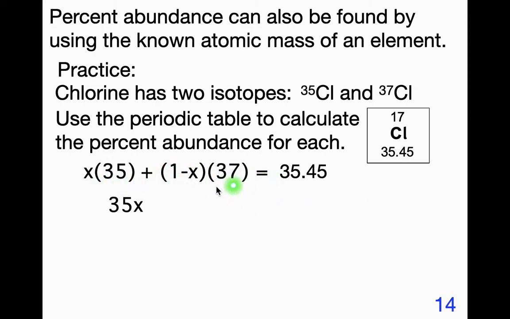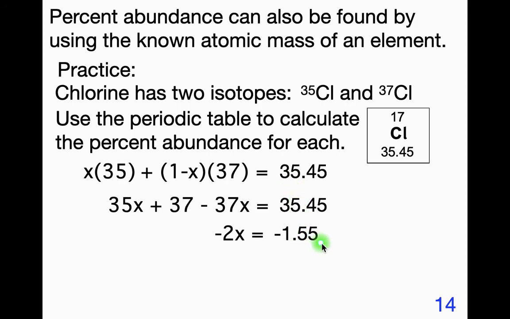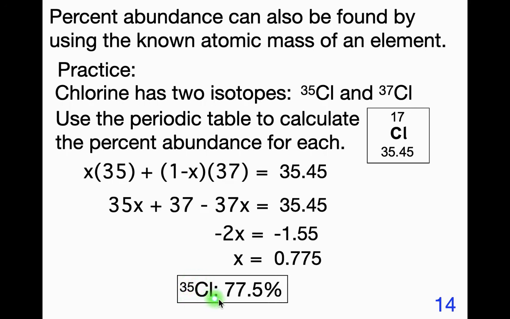Okay, now we need to clean this up a little bit. So 35x, and then distributing the 37, we'd have 37 minus 37x is equal to 35.45. And then we can combine like terms. 35x minus 37x gives us a negative 2x, and subtracting 37 from each side gives us a negative 1.55. Divide both sides by negative 2, and we get 0.775. Now remember, X represents the percent abundance of chlorine-35, so chlorine-35's percent abundance is 77.5%. For chlorine-37, we just subtract 77.5 from 100 to give us 22.5%.